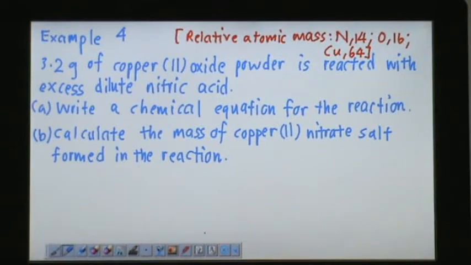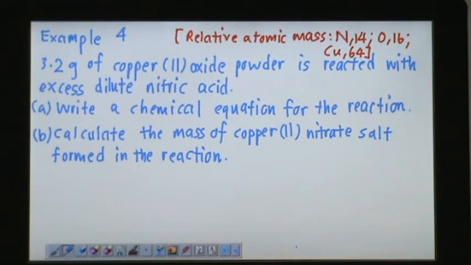Now we look at example 4. 3.2 gram of copper 2 oxide powder is reacted with excess dilute nitric acid. A. Write a chemical equation for the reaction. B. Calculate the mass of copper 2 nitrate salt formed in the reaction.